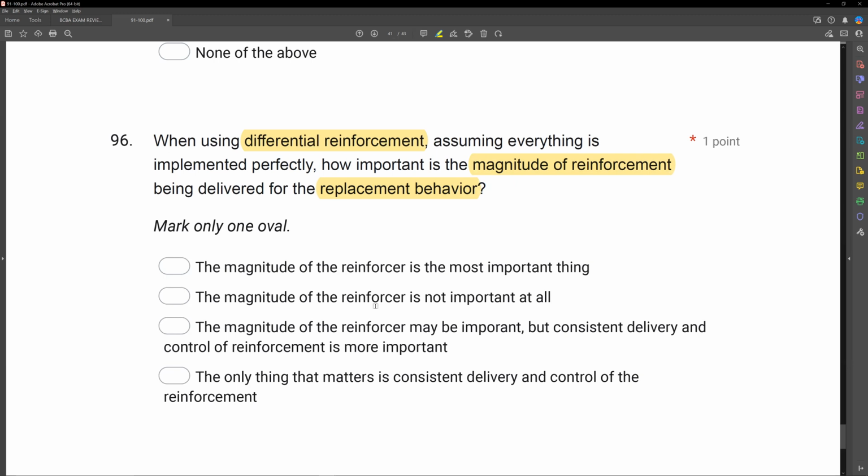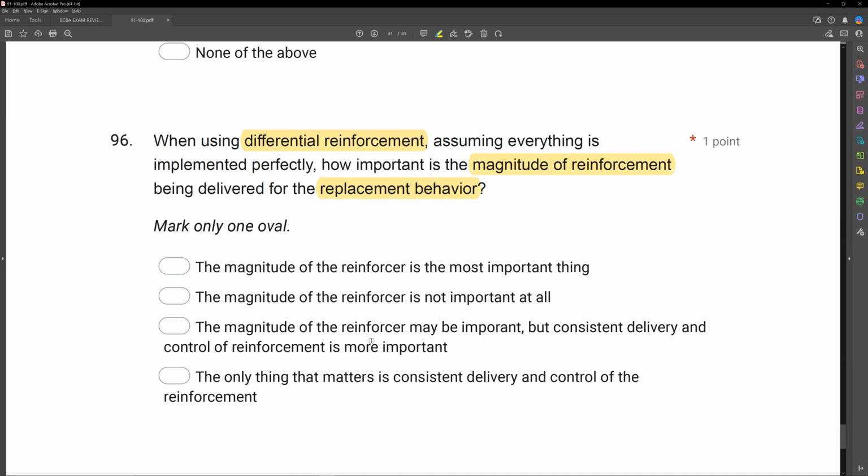A, the magnitude of the reinforcer is the most important thing. Well, not necessarily. As long as the reinforcer is functioning as reinforcement, that's what we're looking for. The magnitude of reinforcement is not the most important thing. B, the magnitude of the reinforcer is not important at all. Well, that isn't necessarily true. The magnitude may matter in some cases. C, the magnitude of the reinforcer may be important, but consistent delivery and control of reinforcement is more important.